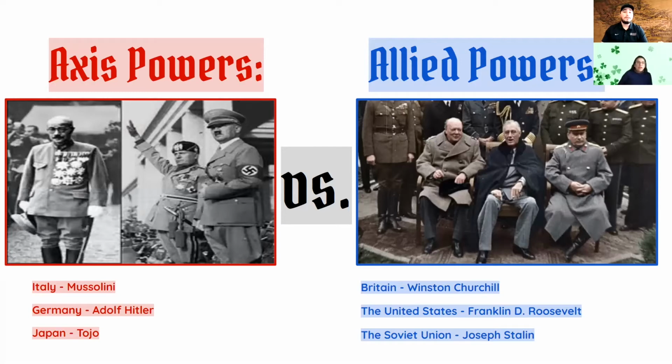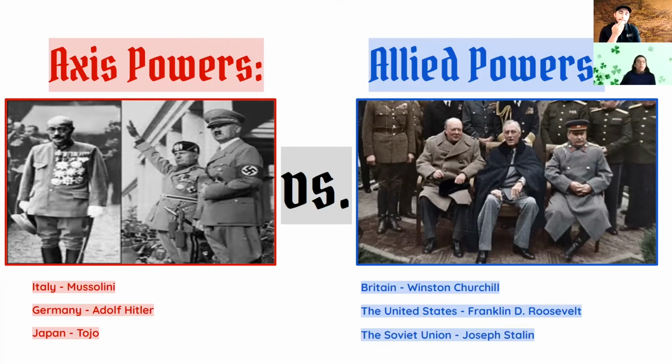But we're using terminology in here, Axis powers, Allied powers. What does this mean, Ms. Garcia? Well, boys and girls, as you may remember, the Axis powers formed when our fascist and totalitarian dictators decided to team up, and they made the Axis powers. Our key players are in Italy, we have Mussolini. In Germany, we have Adolf Hitler, and in Japan, we have Tojo. They are going to be against the Allied powers.